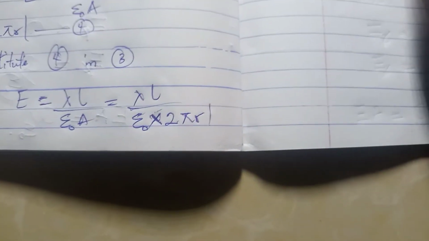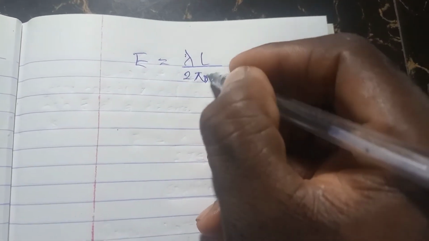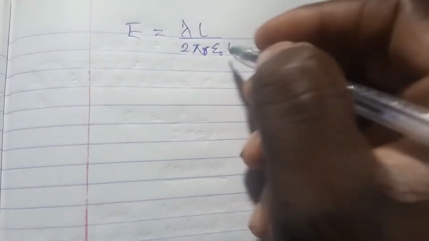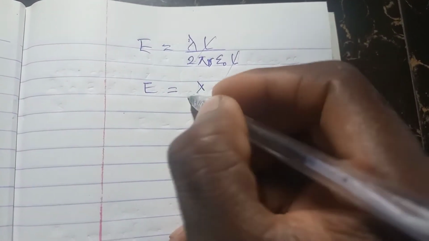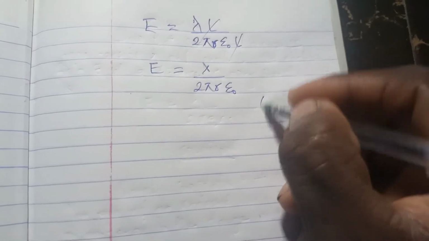So eventually we can now write E as lambda L over 2 pi r E naught L. When we multiply everything here together, please, this is times, like a multiplication sign. So when you multiply that together, you can write it like this. L will cancel L, or L goes in L. So E can now be written as lambda over 2 pi r E naught. So we have been able to prove it. Quite easily done.